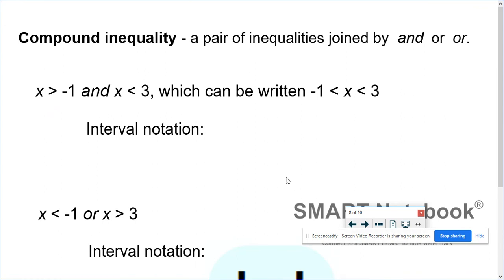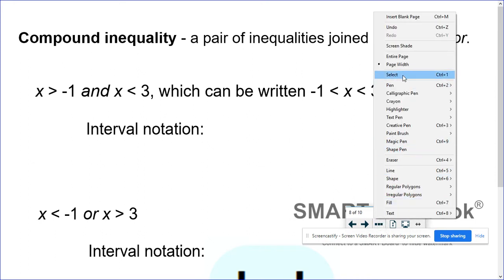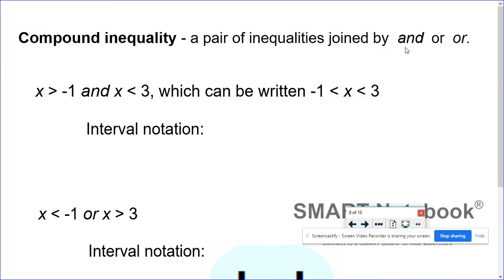Let's also talk about compound inequalities. There are two inequalities that are joined by and, the word and, or the word or. For an and statement, you're saying x is greater than -1 and at the same time x is less than 3. You can also write that inequality as a compound statement, as one statement.